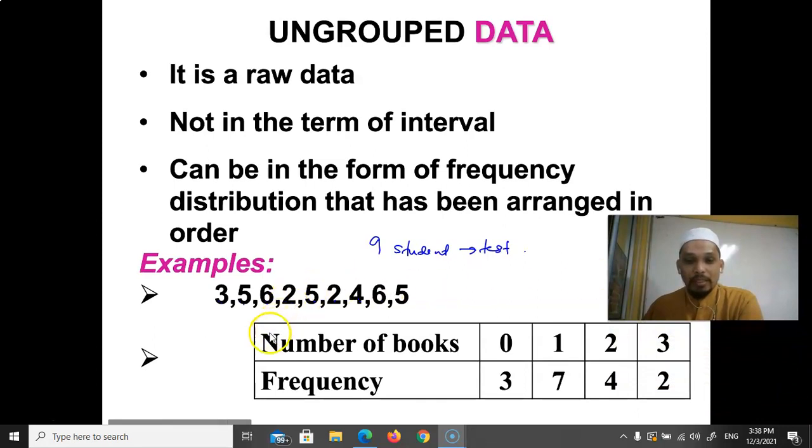Okay, and then we put them in a table with the topic of number of books, and then frequency, meaning that here we call the number of books that were borrowed by the students in the library. 0 means no books, because 3 of the students did not borrow any books at all. 7 of them borrowed 1, 4 of the students borrowed 2 books, and 2 of them borrowed 3 books. Okay.